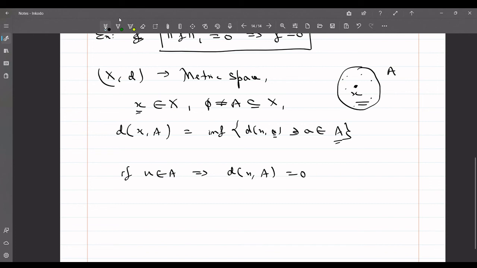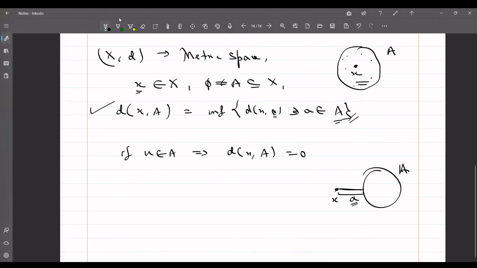Now see, I'm making you understand this one. Suppose this is a region A and this is a point X. What must be the distance between X and A? It must be the smallest distance. That is what we have defined here as the infimum. Okay.